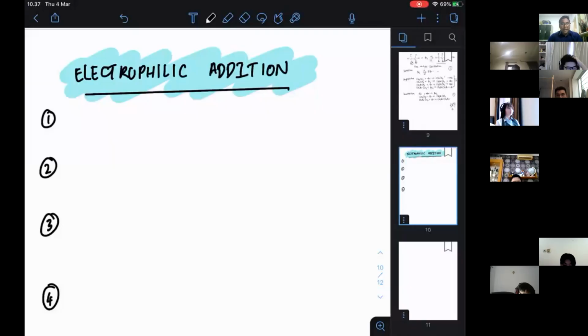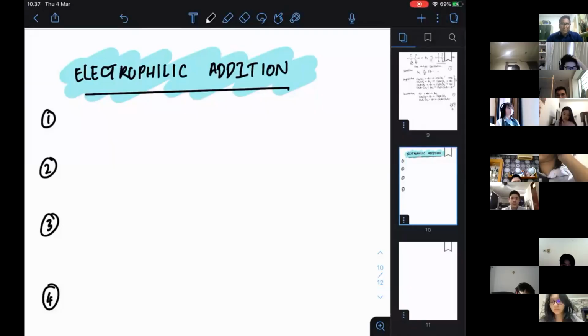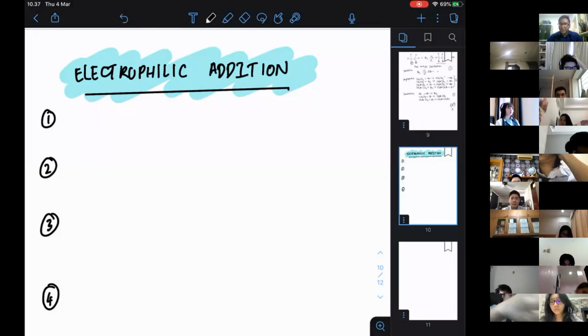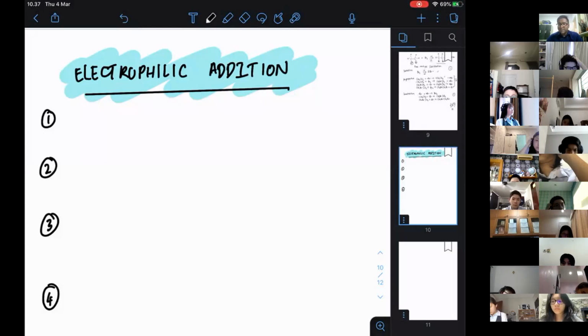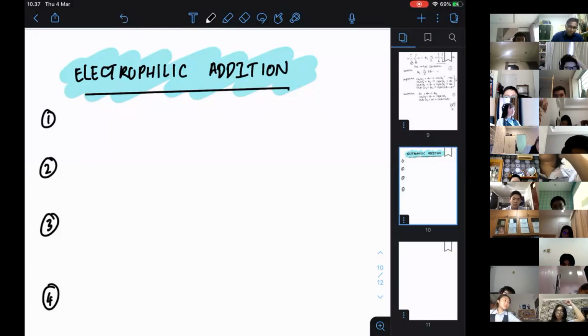So electrophilic addition is going to happen whenever we have a carbon-carbon double bond. It's going to be very exclusive for unsaturated compounds such as alkenes. We have four types of electrophilic addition. One is when you have a carbon-carbon double bond added with H2.